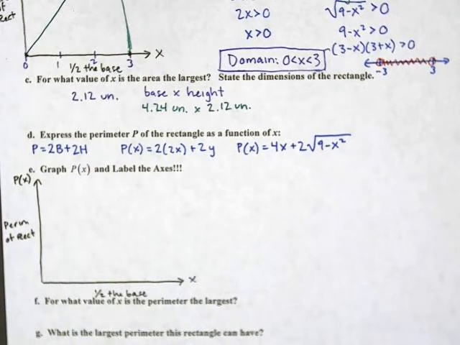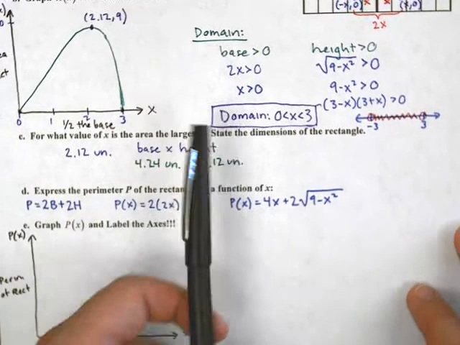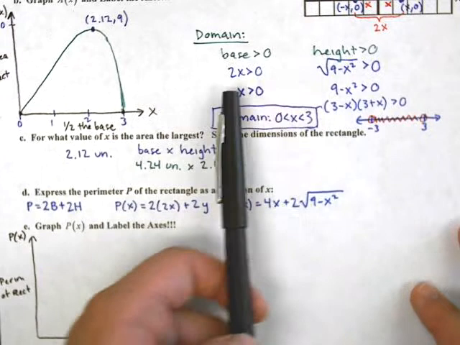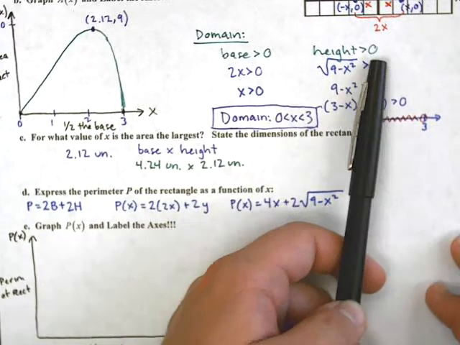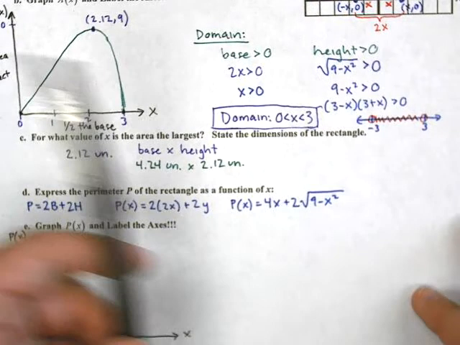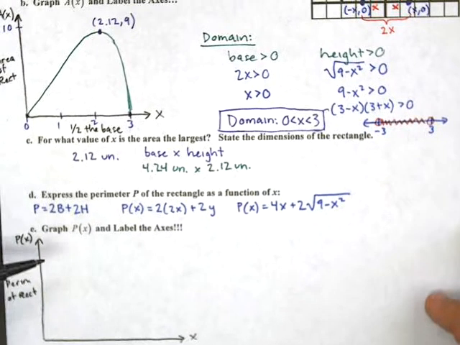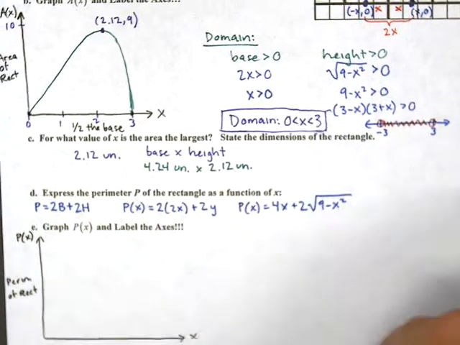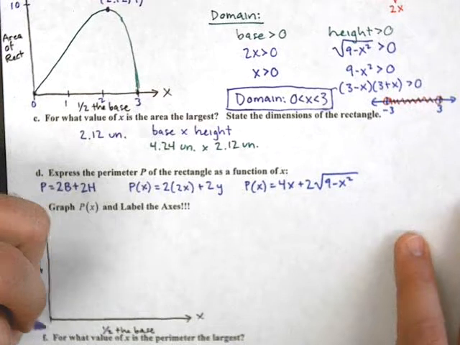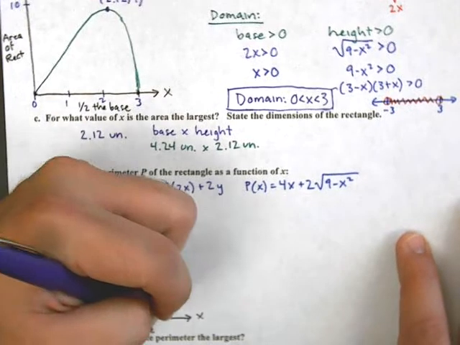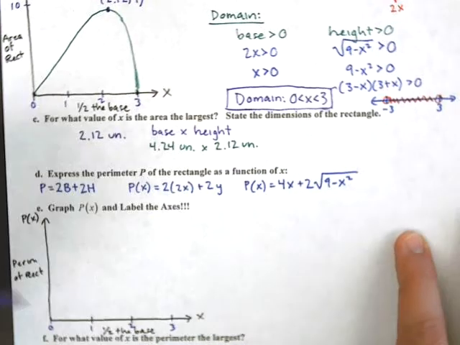Question, do I need to redo all of my domains? No, you do not, because think about this. What did we start by doing? The domain from this problem was that base has to be greater than 0, height has to be greater than 0. That concept stays the exact same for perimeter. So we know that our domain is not changing. I know that I'm still going 0, 1, 2, 3. Okay?